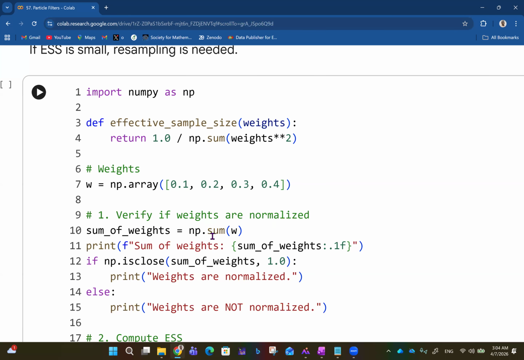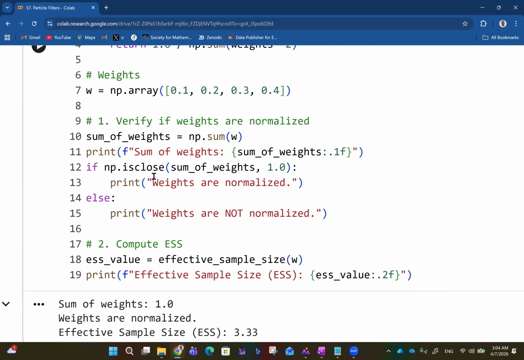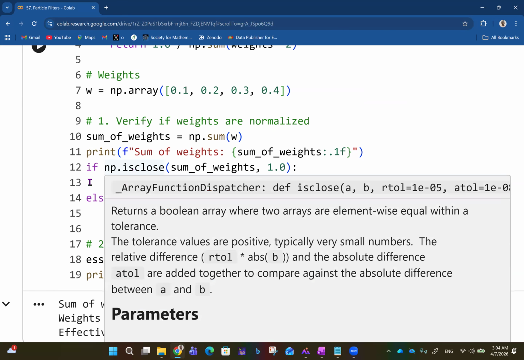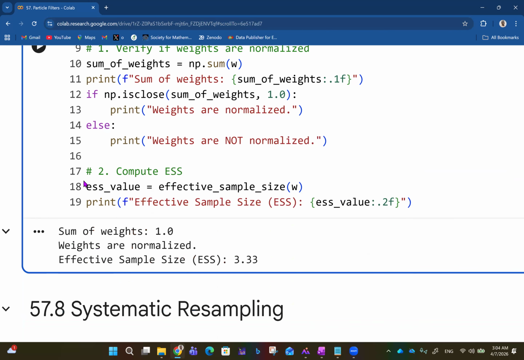So you have sum of weights equals the sum of w that you have here. Then you print sum of weights. This helps you to know if the weights are normalized. Else, weights are not normalized. So this is a check to see if there's normalization. By the time you run all that, you see the sum of weights is 1, so that tells you the weights are normalized. And then effective sample size is 3.33.